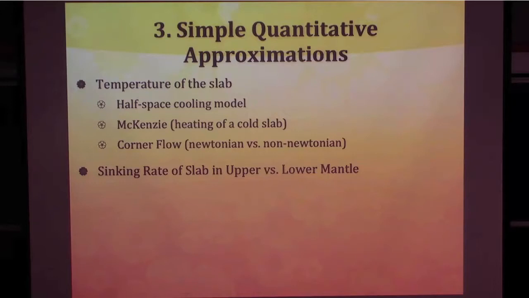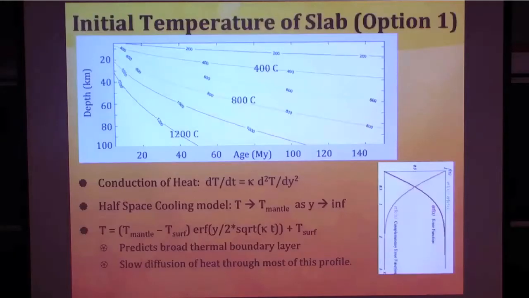Okay, so I'm going to talk about three temperature approximations that are very good to have in your back pocket for when you need to figure out what this temperature or that temperature is. The first one is a half-space cooling model, which I'm not going to derive. I'm just going to give you the solution. Then I'm going to show you another solution for heating of a cold slab that McKenzie first used, and then I'm going to explain why it's wrong. And then I'm going to show you some solutions using a corner flow velocity field or a corner flow boundary condition to determine the thermal structure of slabs. All right? I think the sinking rate I'm going to skip because we kind of touched on that, and I think Thorsten is going to come back to sinking things.